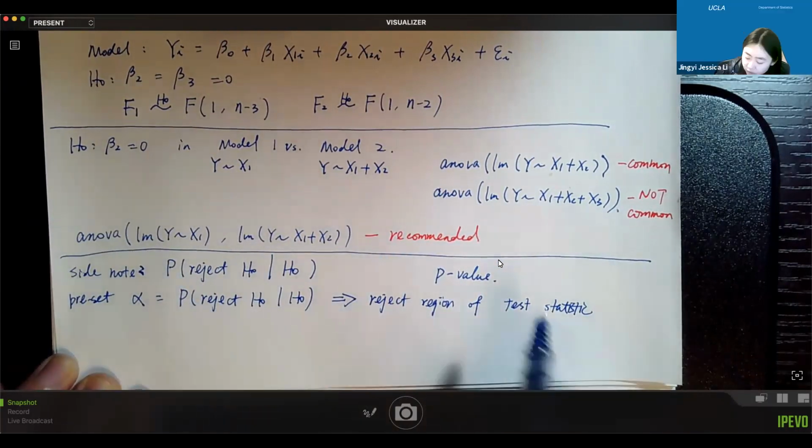But on the other hand, what's the p-value? The p-value has nothing to do with alpha. You don't need an alpha to compute the p-value.